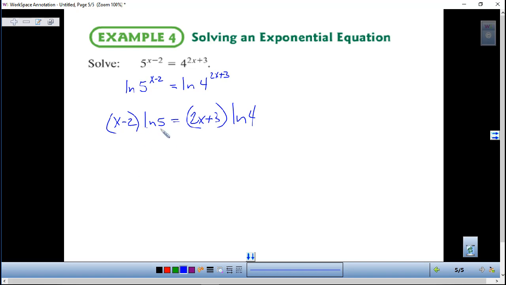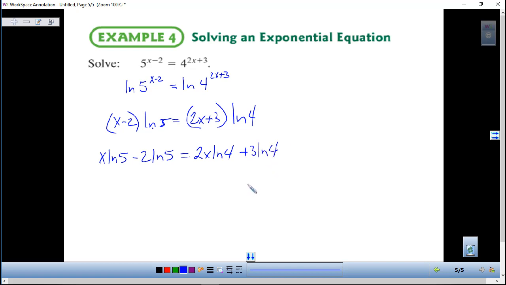But if we distribute that natural log of 5, which is just a number, it's like 3. It's the same thing. It's just multiplying these things times some number. It just happens to be in an ugly form we don't like. So we've got x times the natural log of 5 minus 2 natural logs of 5 equals, and do the same thing over here with the natural log of 4, 2x natural log of 4 plus 3 natural logs of 4.